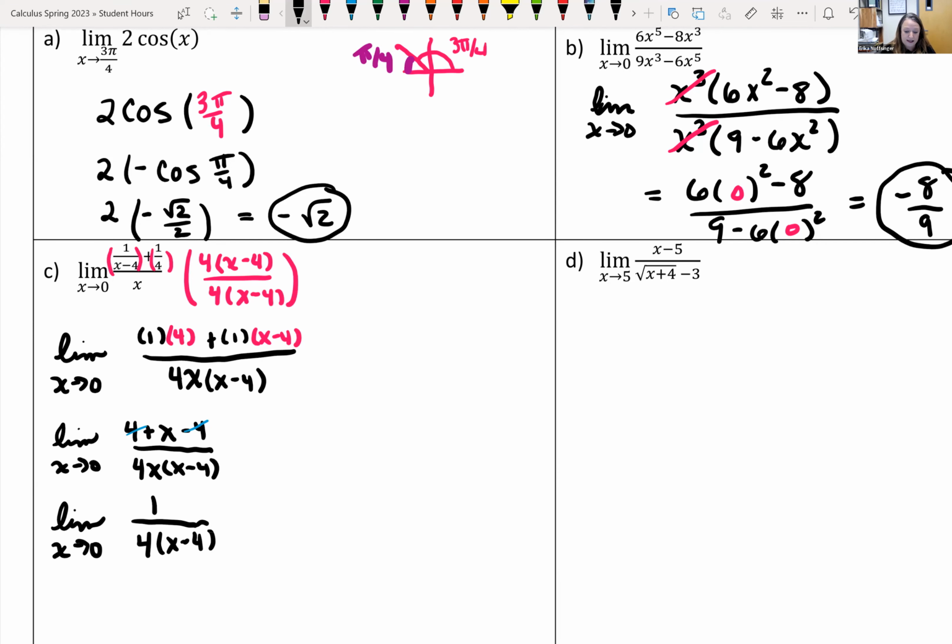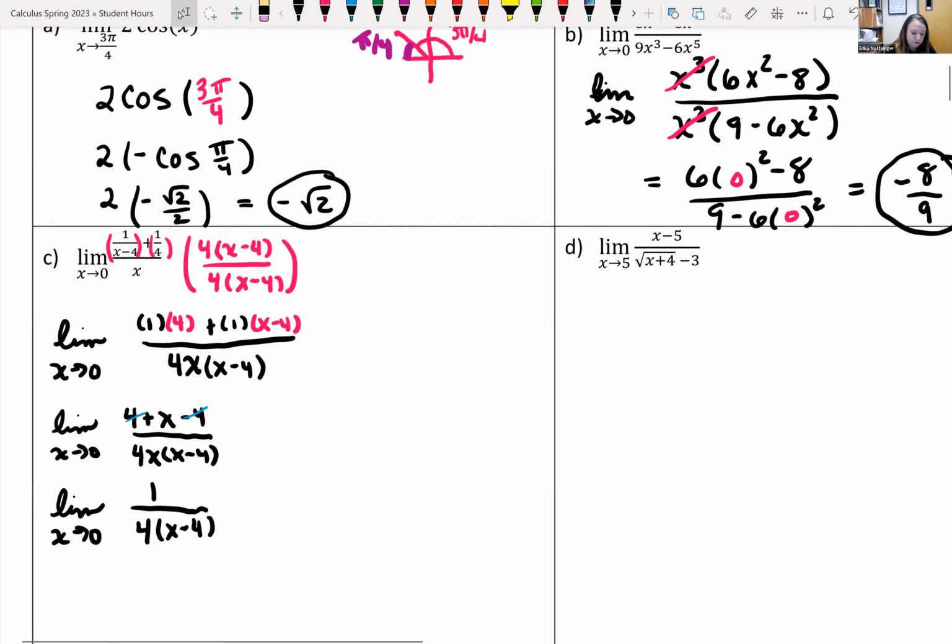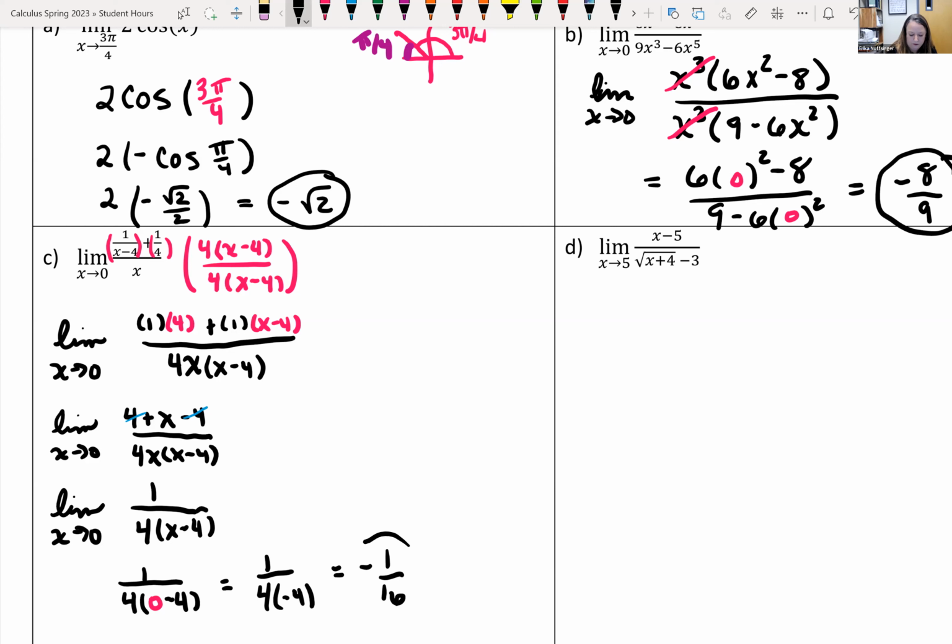So doing our direct substitution now, plugging in 0 wherever we see an x, we get 1 all over 4 times 0 minus 4. So this is equal to 1 over 4 times negative 4, which is equal to negative 1 over 16.